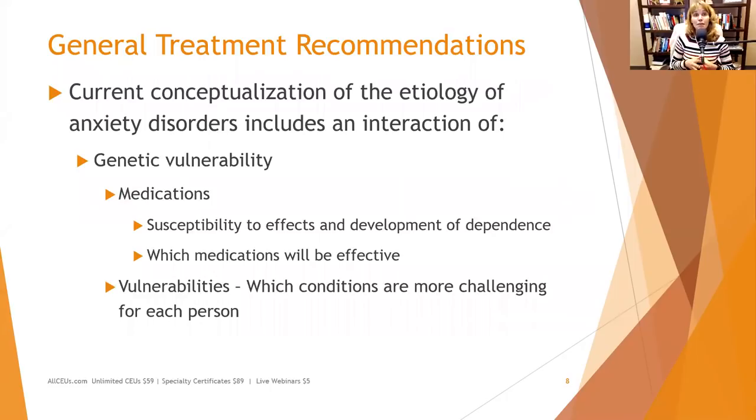So some people are going to be more susceptible to the anti-anxiety effects of certain substances, and some people are going to be prone to become dependent on substances where others may not. Part of that is genetic vulnerability, and they estimate it's about 30% of the predictability of the development of anxiety disorders is genetic. And genetics also impact which medications are effective. If you have genetic makeup A, then SSRIs might be helpful.